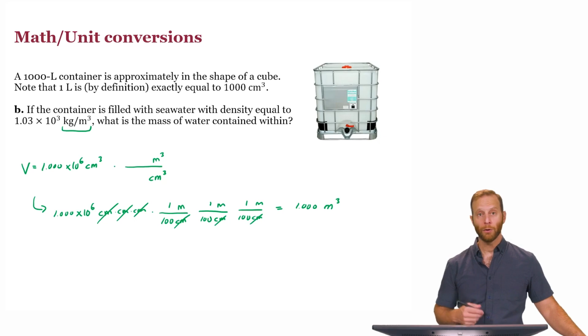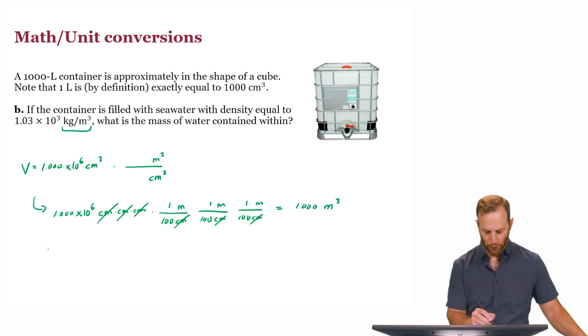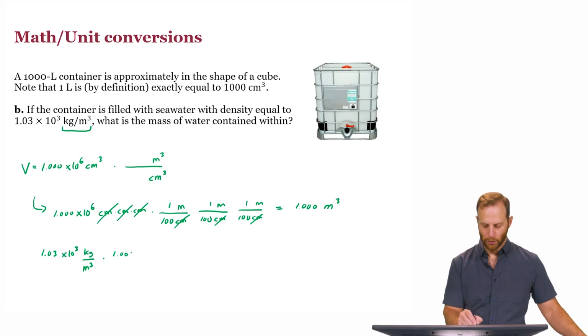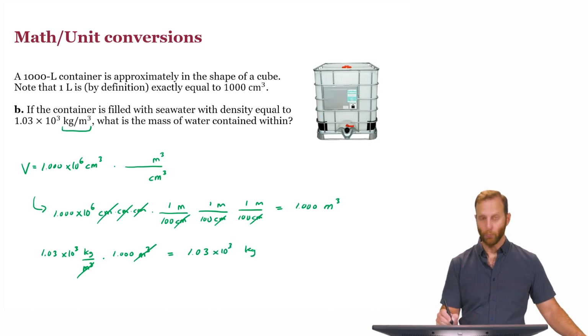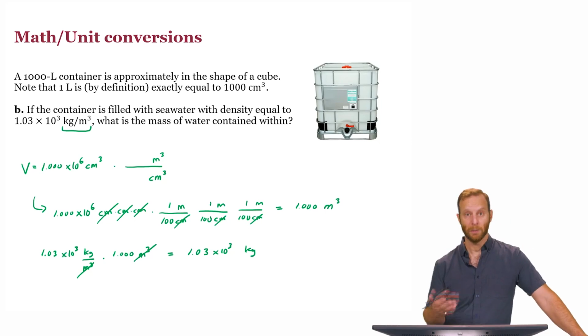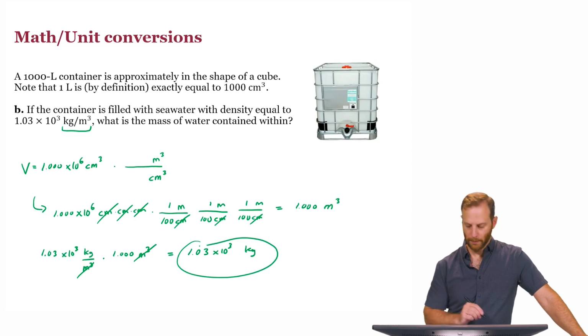Okay, now that we have the volume, we can straightforwardly multiply this times the density. Let's just check to see that those units actually work out. 1.03 times 10 to the 3 kilograms for every cubic meter. We have a volume of 1.000 meters cubed. You see now that the meters cubed cancels, and we get 1.03 times 10 to the 3 kilograms. I've rounded to 3 sig figs because that's our limiting number. So there is our answer. There you go.